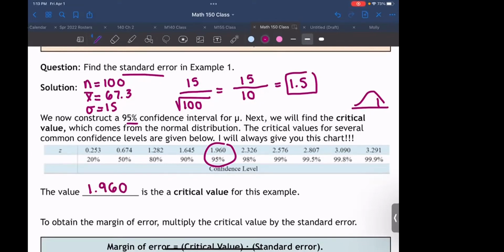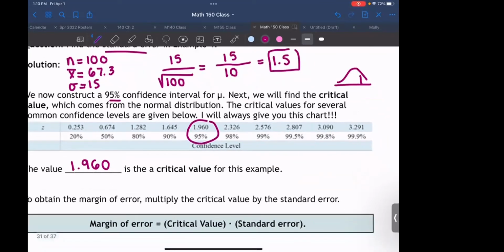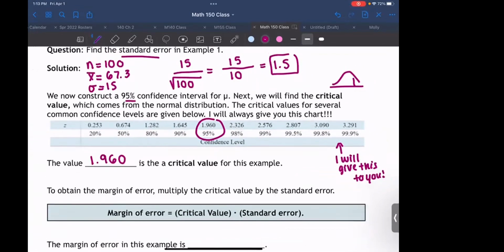One thing about this chart, I'm never going to require you to memorize this chart. I will always give this to you on a test or quiz or anything like that. So this will be given. I will give this to you. So never be stressed out about having to memorize the chart. This will always be given to you.